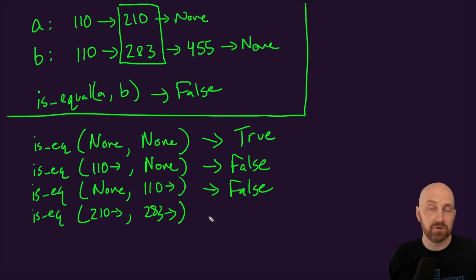Are these two lists equal to one another? No. As soon as you see at the same position two nodes whose data values aren't equal to one another, then we know that the lists aren't going to be equal, right? So that's going to be false as well.